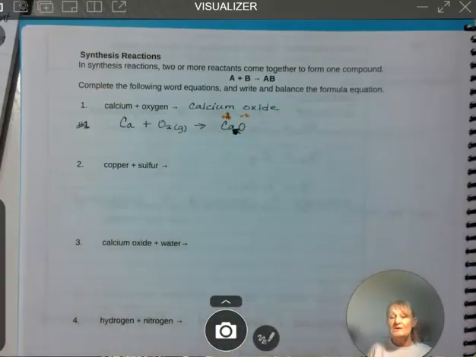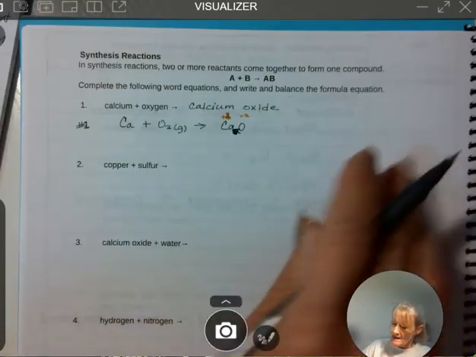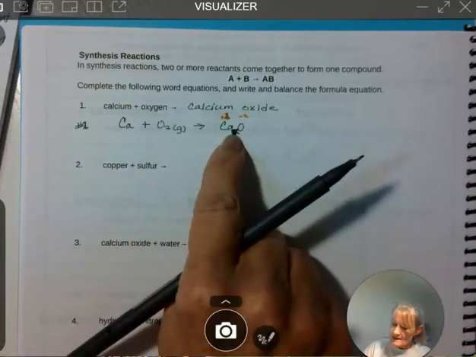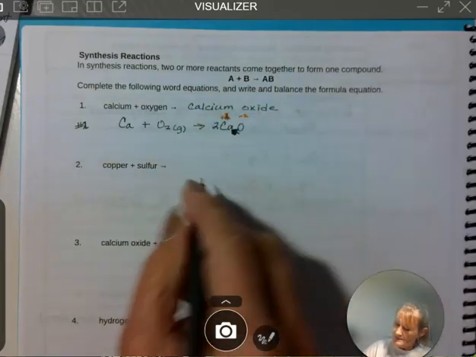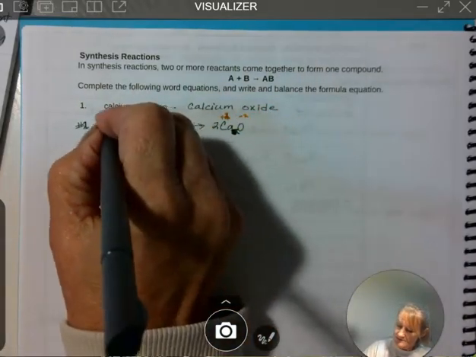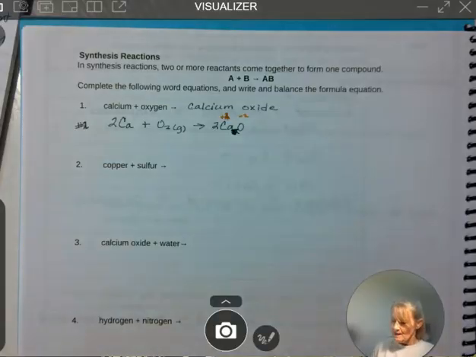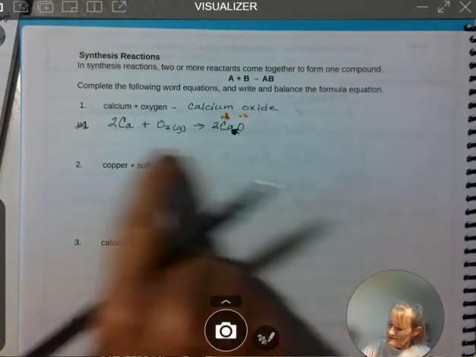Now the other thing you need to do is balance it. We do have to always balance everything that we're doing. In this case, we have 2 oxygens, so we know we're going to need a 2. That means we have 2 calciums. Okay, let's try another one. Let's try not to screw it up.